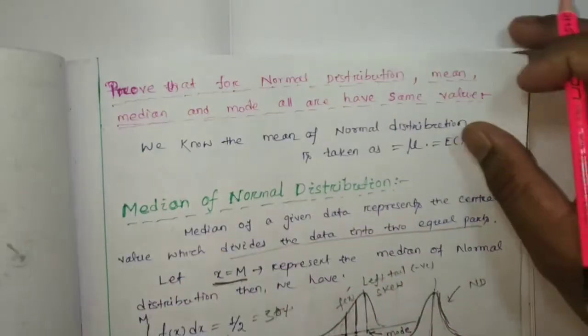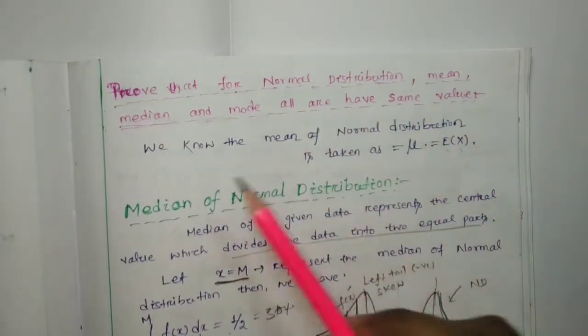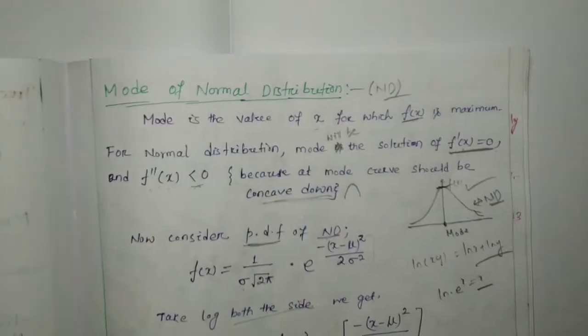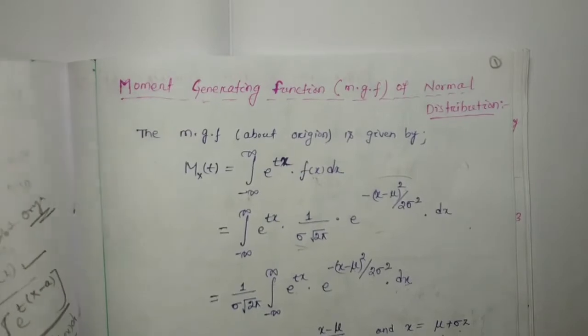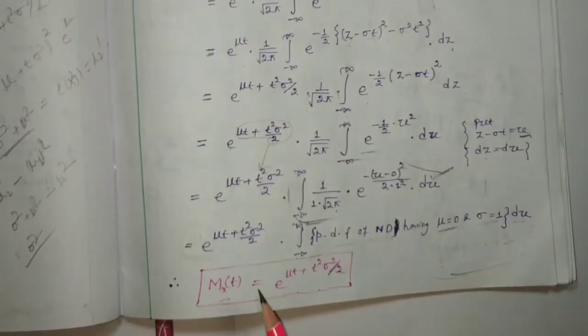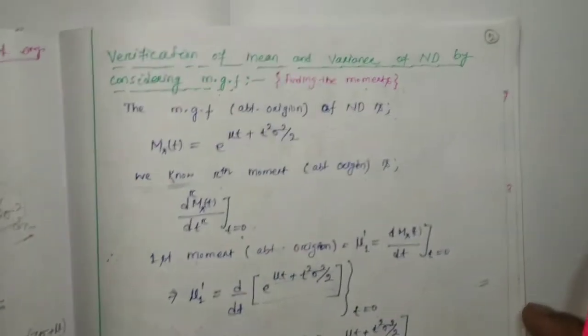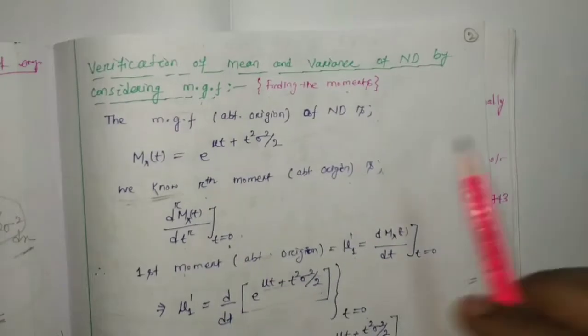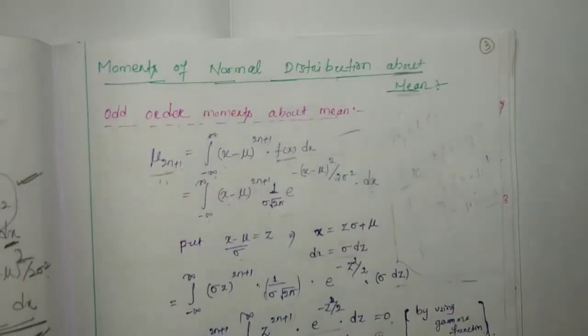Then we proved that for the normal distribution, mean, median, and mode have the same value. Then we evaluated the moment generating function of normal distribution, which is this one. Then we discussed the verification of mean and variance of normal distribution by considering the MGF, moment generating function.